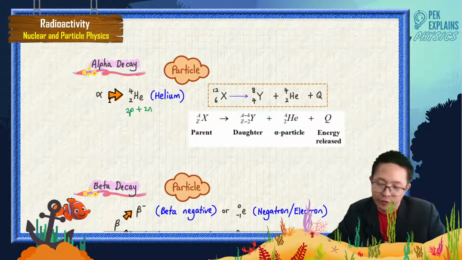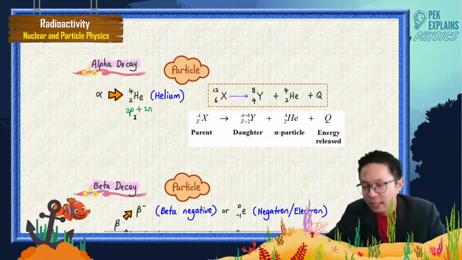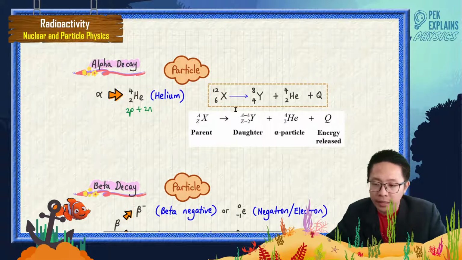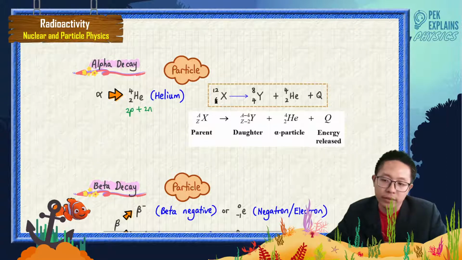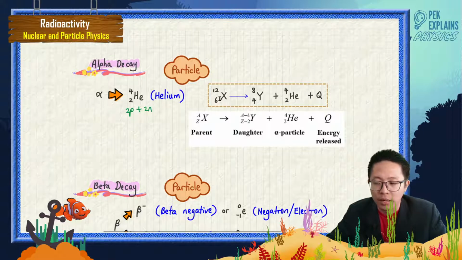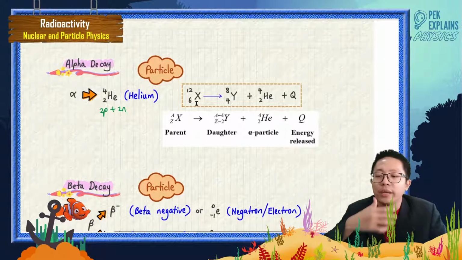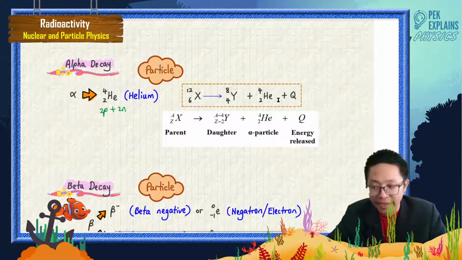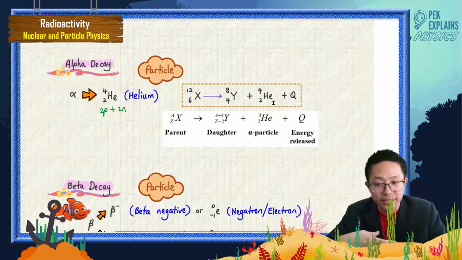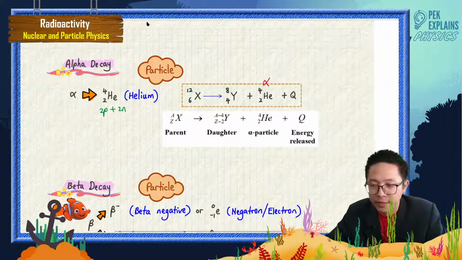Now look at alpha decay. Alpha decay emits a helium. Look at here: I just put element X, with 6 protons and a mass number of 12. When it emits this alpha particle, which is helium, this is the alpha, and there is energy released.